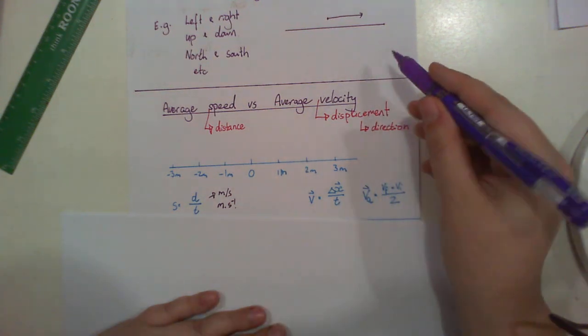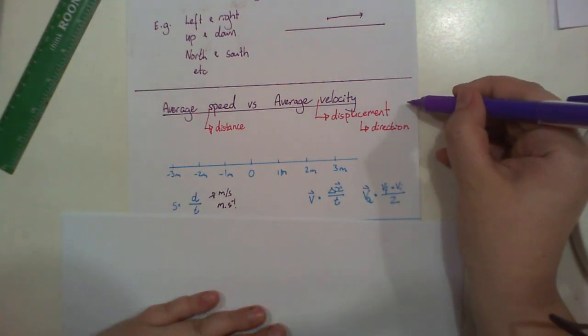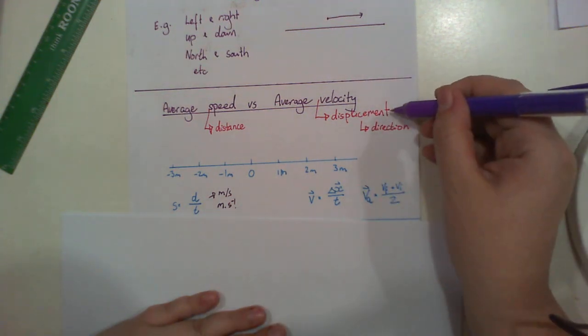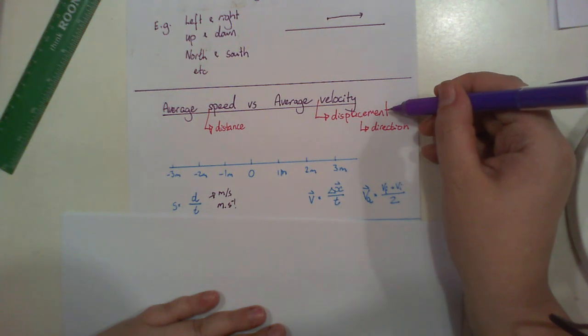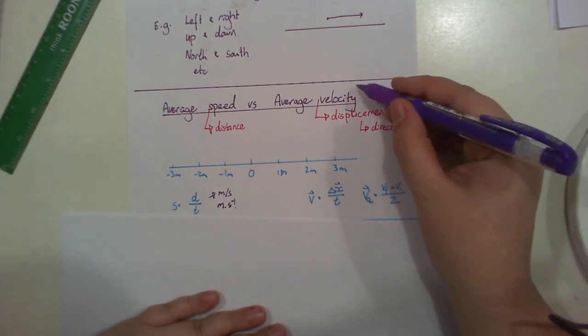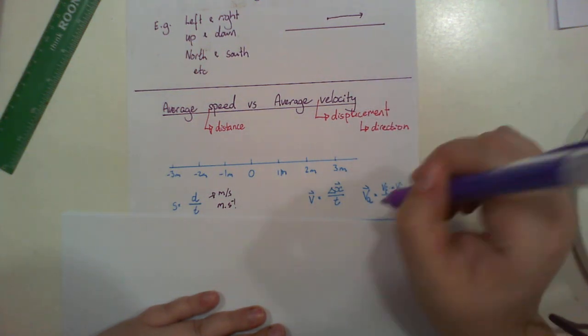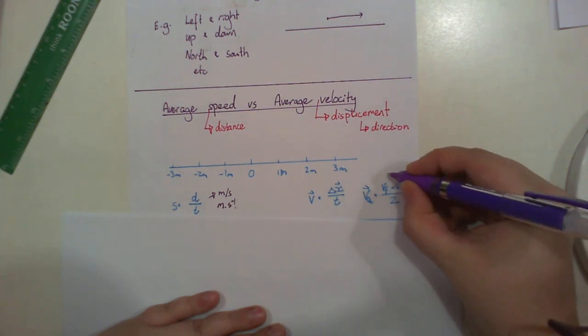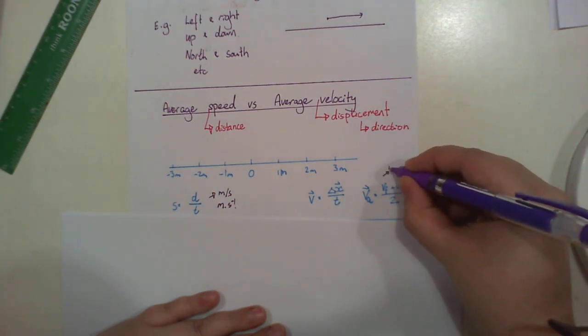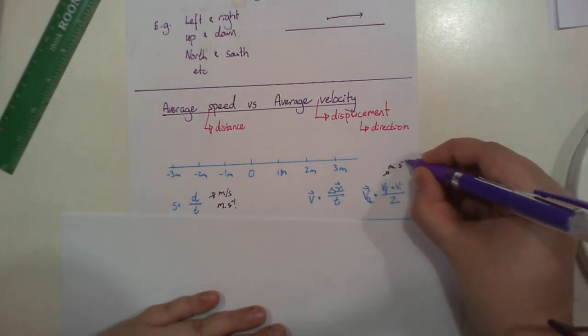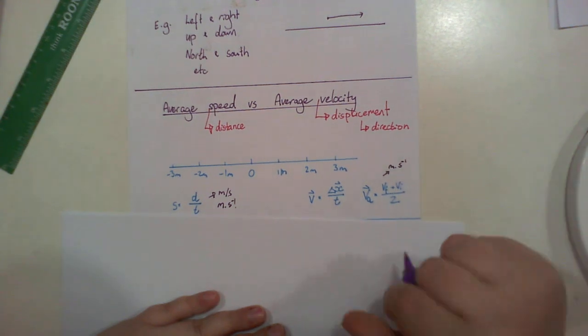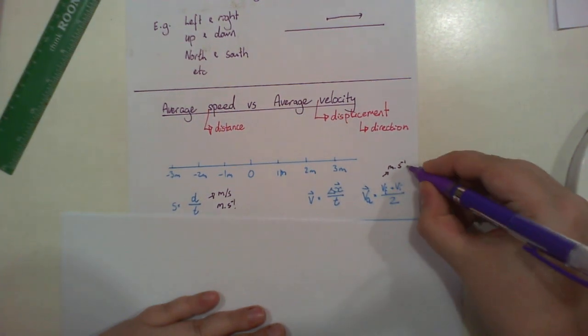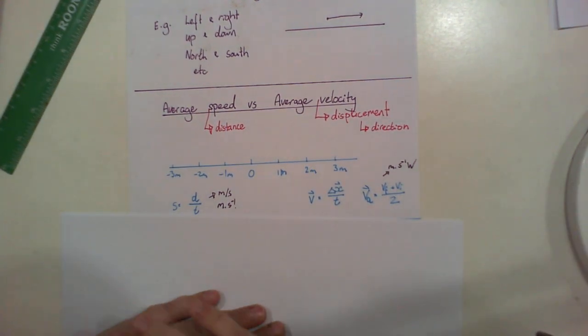However, velocity is displacement over time, and because displacement has a direction, your velocity has a direction. So we would have to write velocity. We would still use the same units, meters per second, but we would have to say direction, for example, west. Just an example. So let's use that in practice.